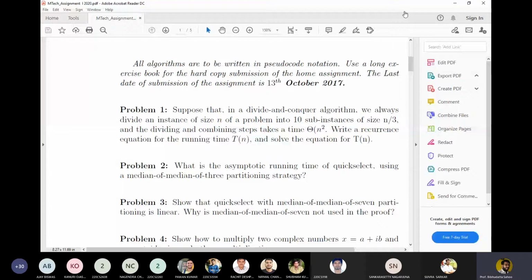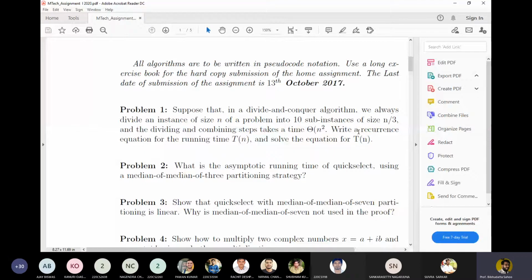Okay. So it says write the recurrence relation. Am I audible? Yes, sir. Yeah. So there was a disconnection actually. It's a problem with the net quality, maybe.